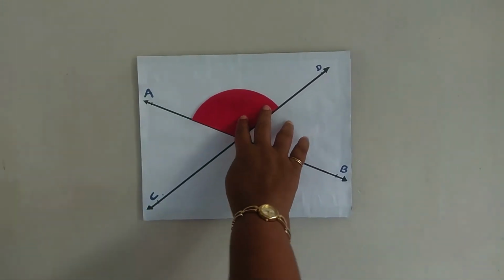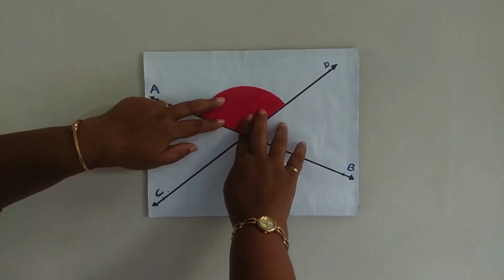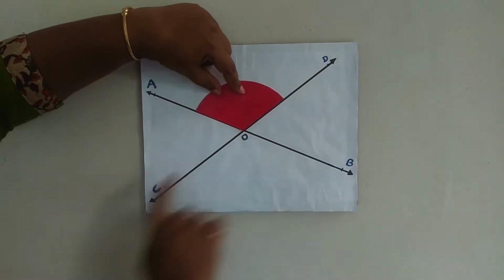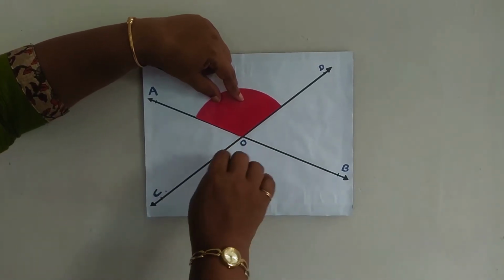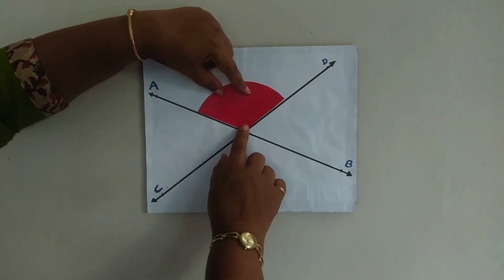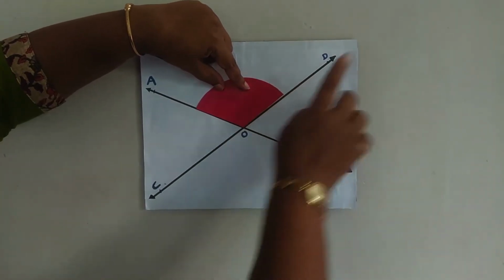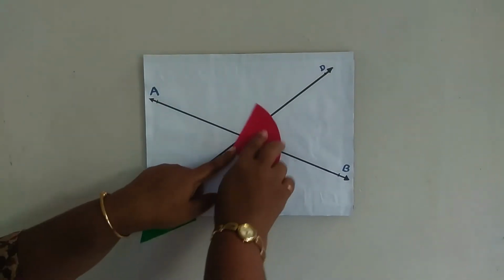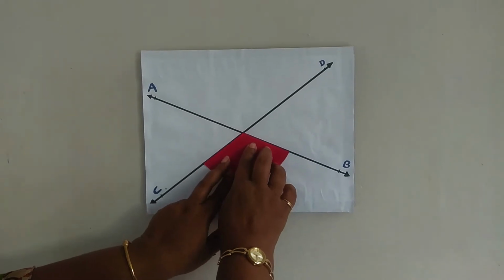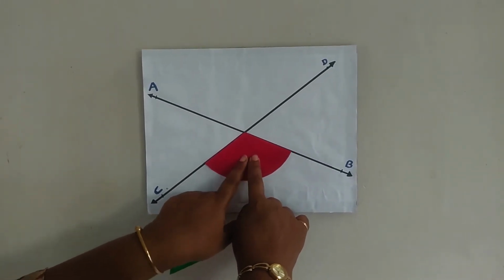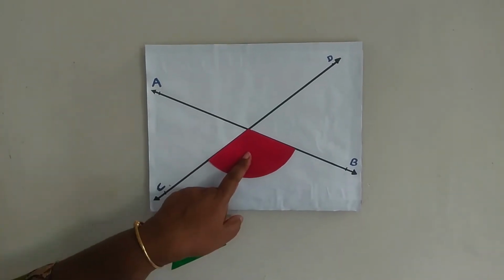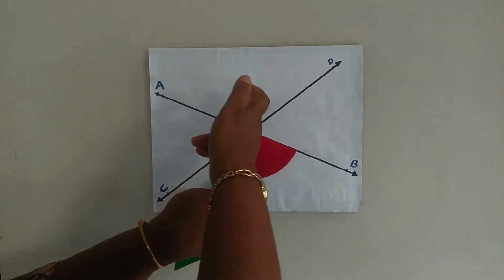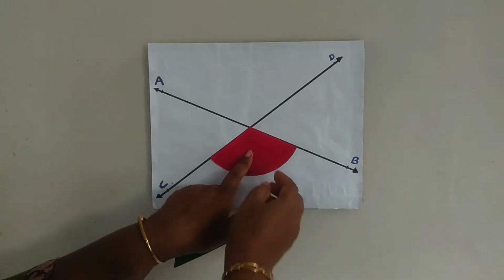And look at the vertically opposite angles. This is angle AOD. Is it equal to angle BOC? If this angle AOD coincides with angle BOC, that means angle AOD and angle BOC are equal. They are vertically opposite angles. They are equal, isn't it?